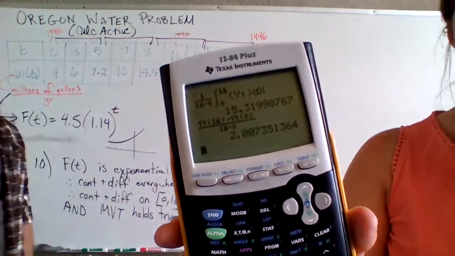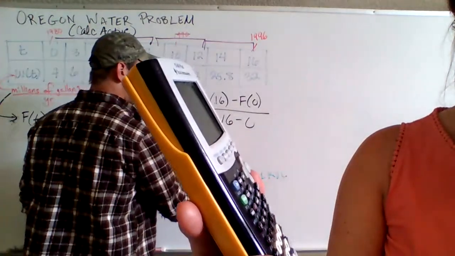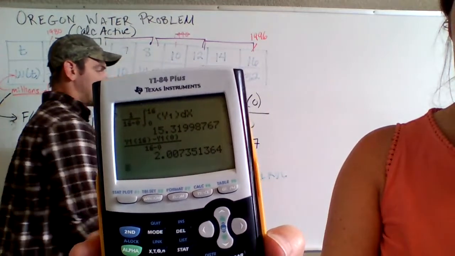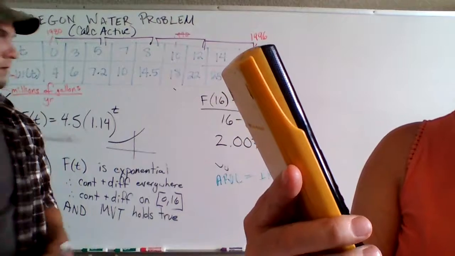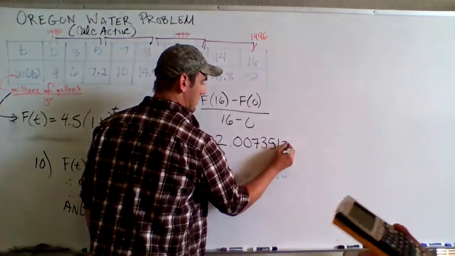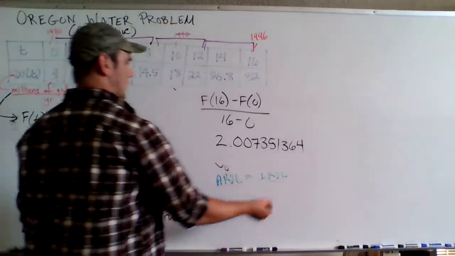So you get 2.007, and maybe we don't want to round to three places because we have more to do, so let's keep all the digits. So 2.007351364. Did I get that right? Yep, you got it. Sweet.